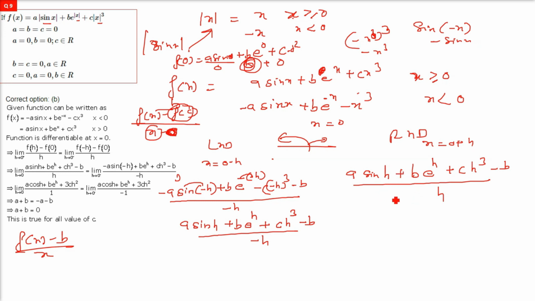Okay. Now we are stuck. There is no x common. And since the function is differentiable at x equal to 0, the question is saying that. So we have to equate the left hand derivative with the right hand derivative. So a sin h plus b e h plus c h cube minus b by h, and on the left also we have something like that. We will not be able to solve. So we have to apply certain rules so that we get rid of some or the other thing.